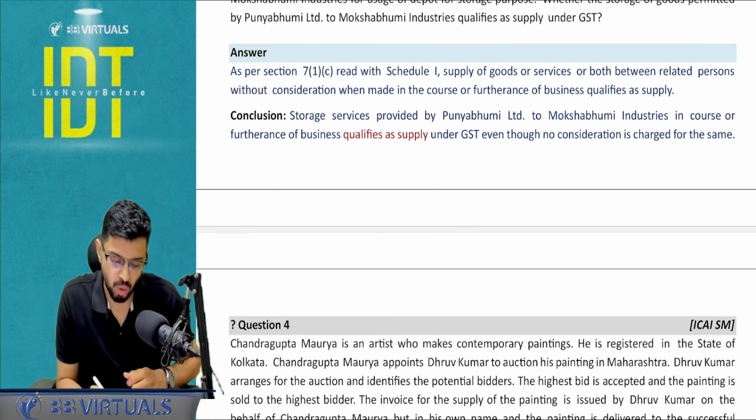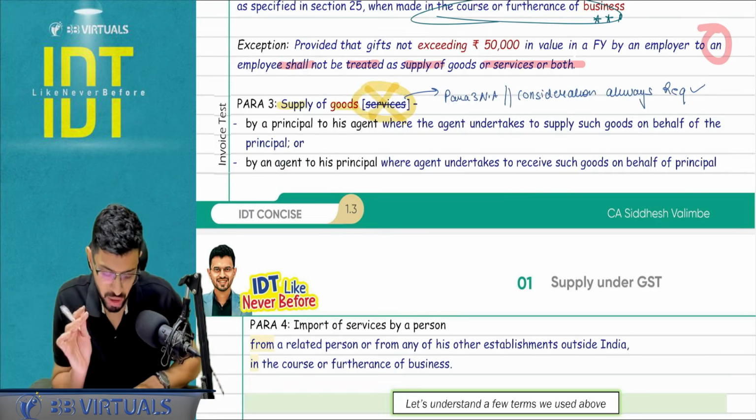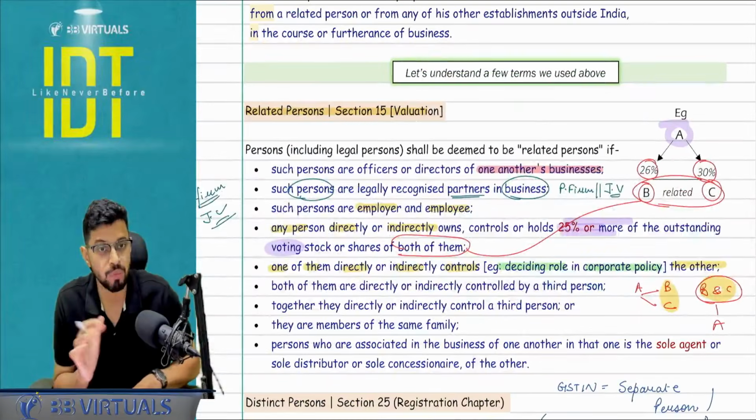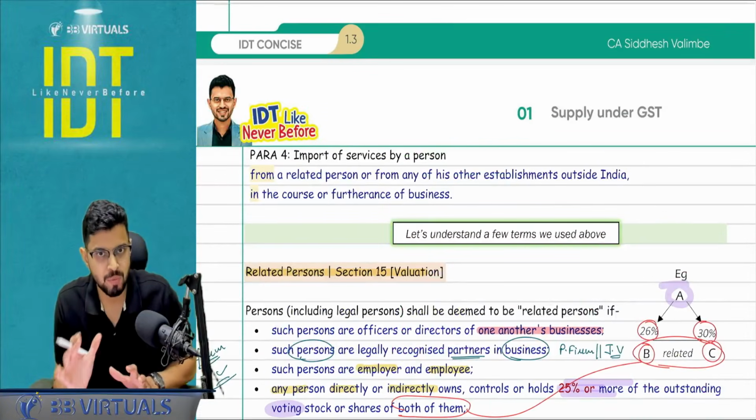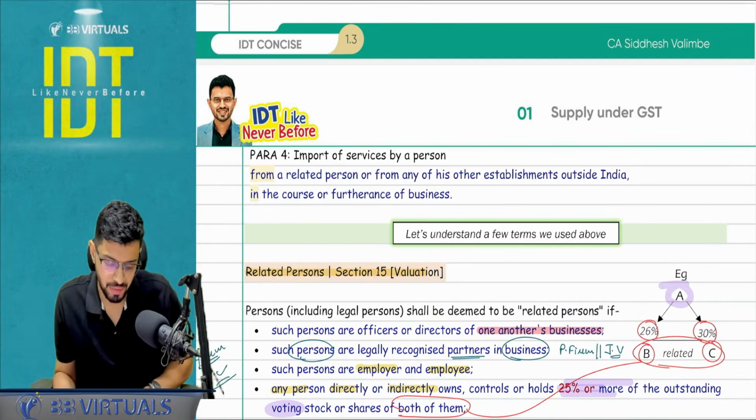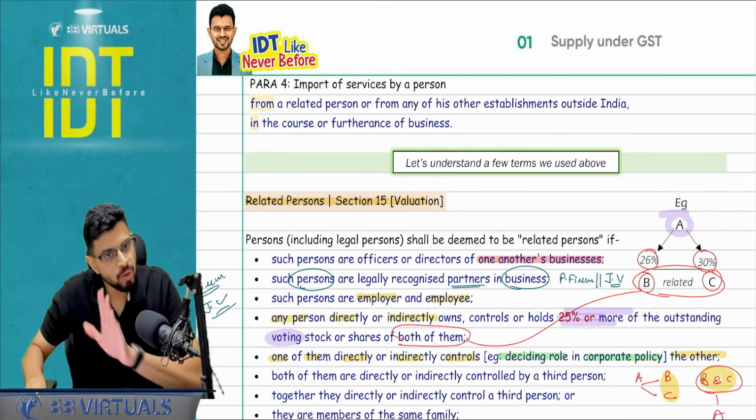We'll just give you a small brief of paragraph number 4 and I will be done for the day because I don't want to burden you. I know it's a lot to absorb, a lot to revise as well. Paragraph number 4 talks about the import of services.